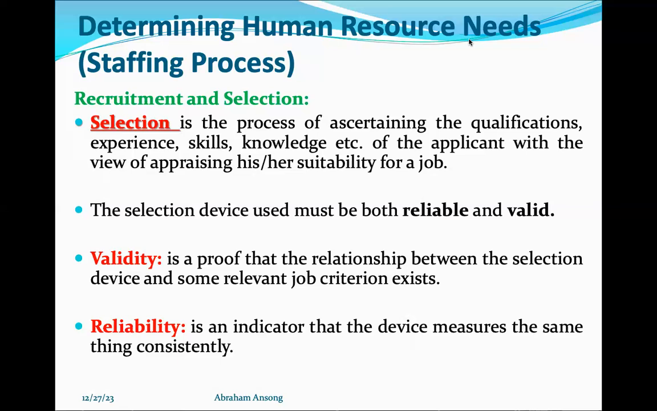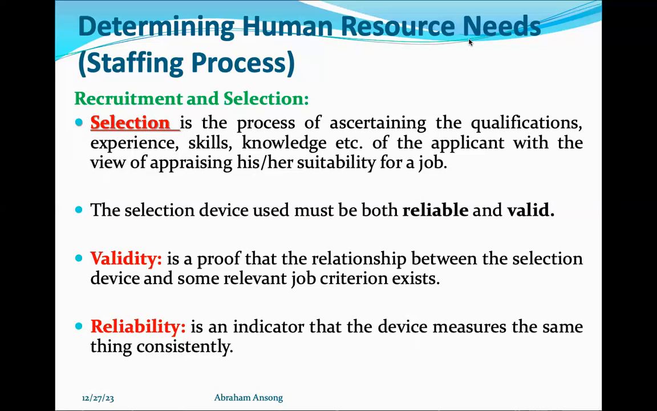All right. So whatever selection device you want to use, there should be a proof that some relationship exists between that selection device and the kind of job that the person is coming to do. For example, if you want to fill the vacancy of a security person, it may be logical to ask job applicants to run 100 meters, and probably the person who is first can be considered for that particular job. But that same criterion or method of selection may not be appropriate for a position of, say, a secretary or a CEO of a company.